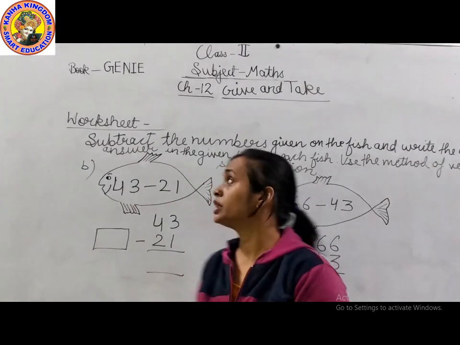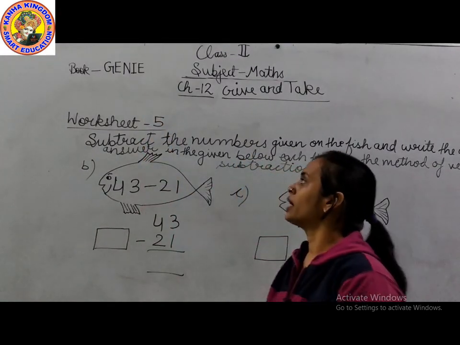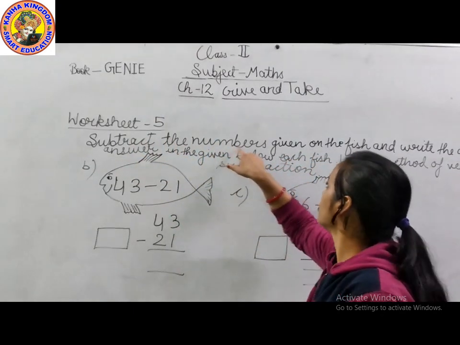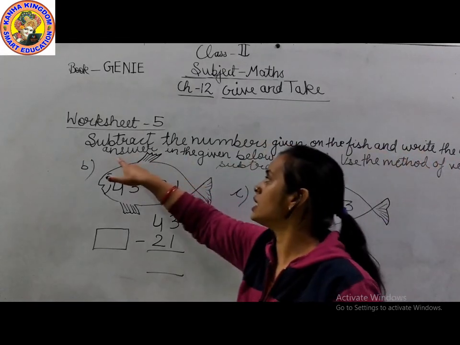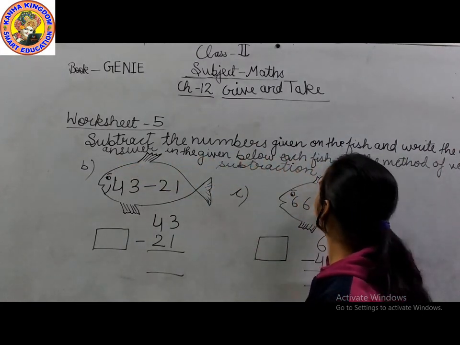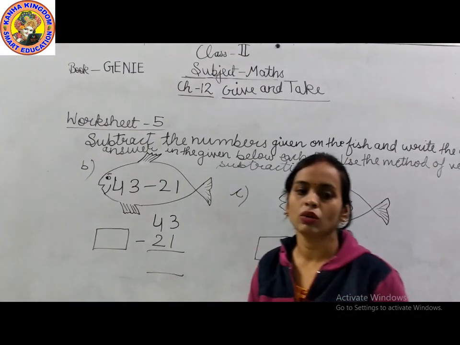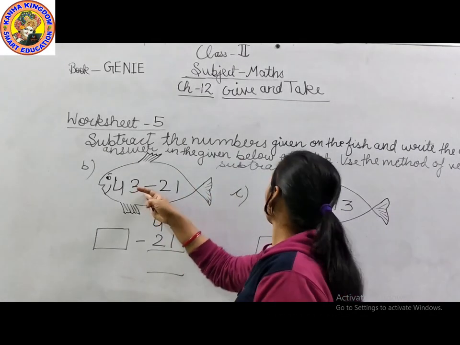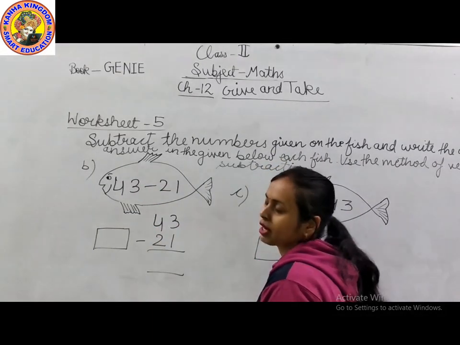Now, our next worksheet is worksheet 5. In worksheet 5, our question is: subtract the numbers given on the fish and write the correct answer in the box given below each fish. Use the method of vertical subtraction. So, we have to subtract the numbers given on the fish by using the vertical subtraction method.